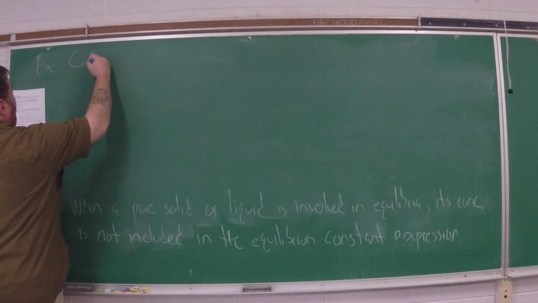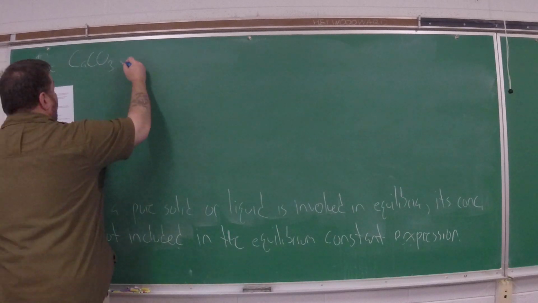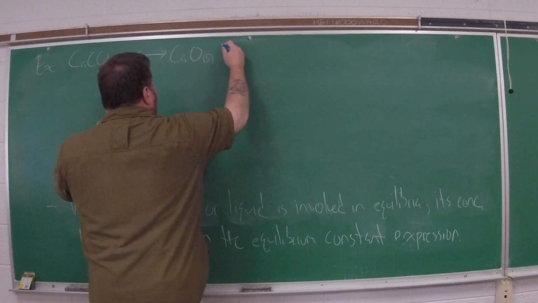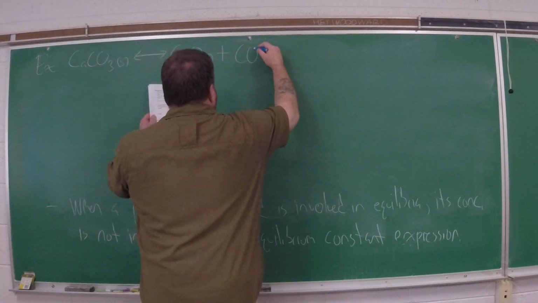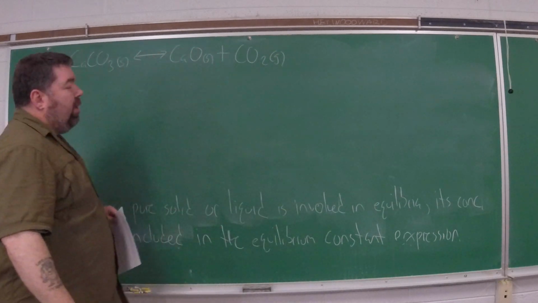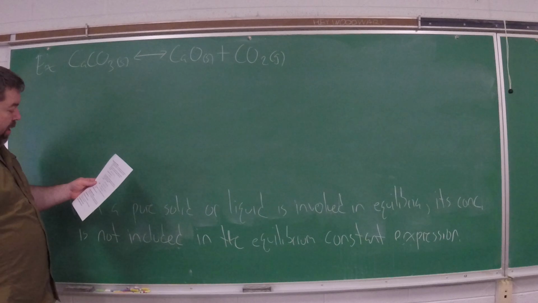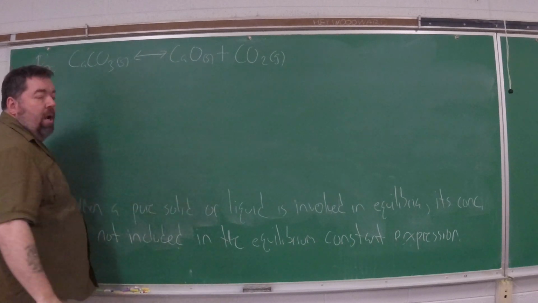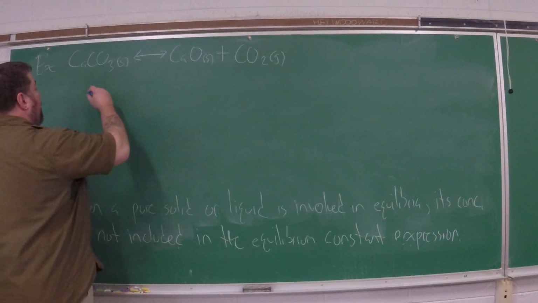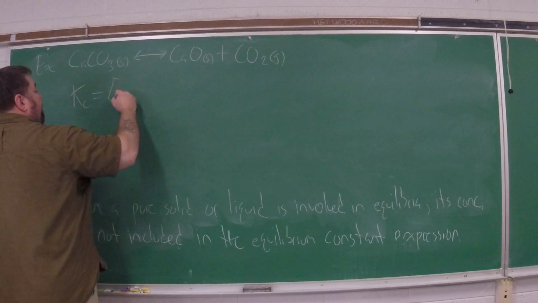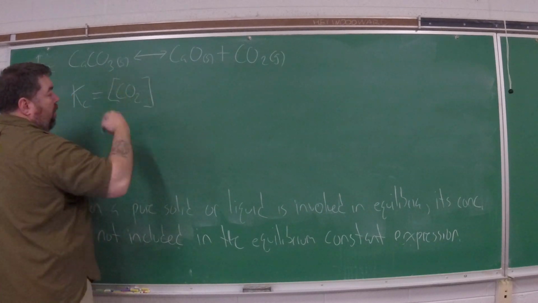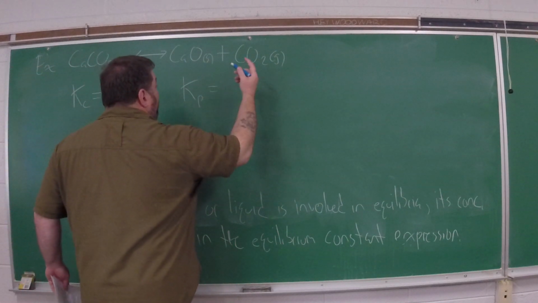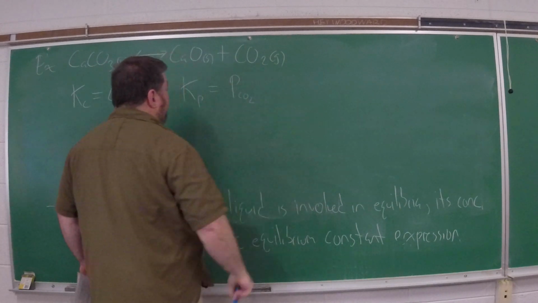We're going to take a look at calcium carbonate, CaCO3 solid, goes reversibly to calcium oxide solid, plus CO2 gas, okay? So let's say we're going to write Kc for this, okay? Solid, solid, they're not going to appear, okay? So we're going to have Kc, which would be simply the concentration of CO2. Kp would simply be the partial pressure of CO2.